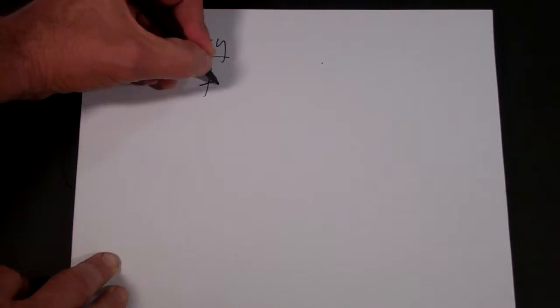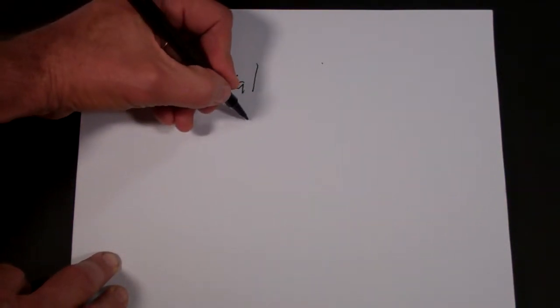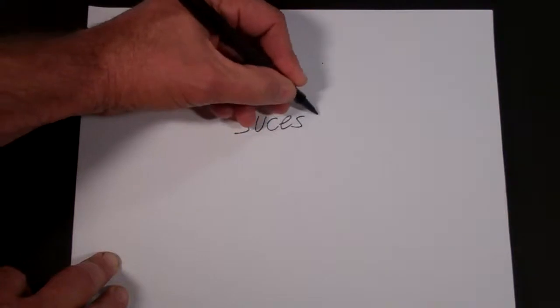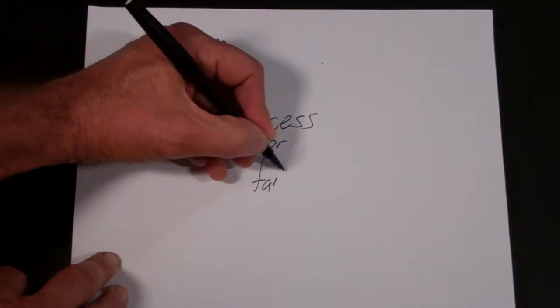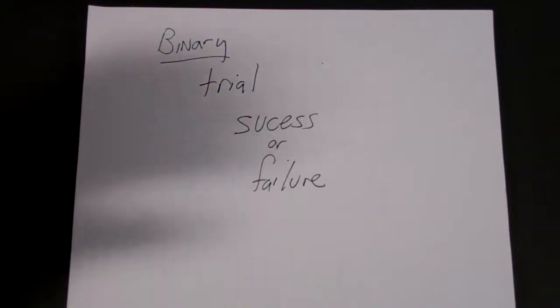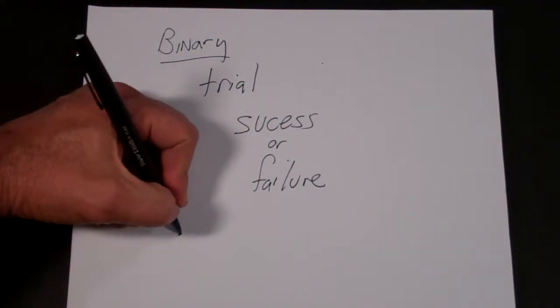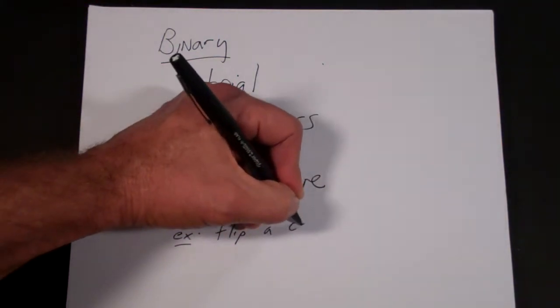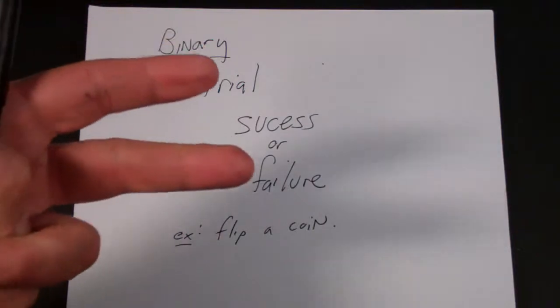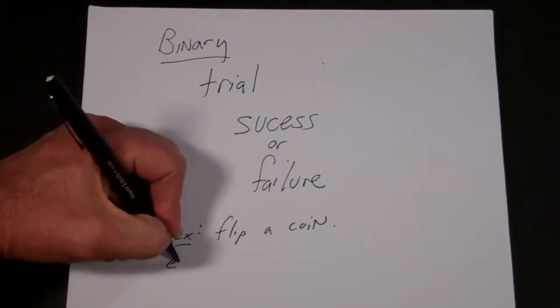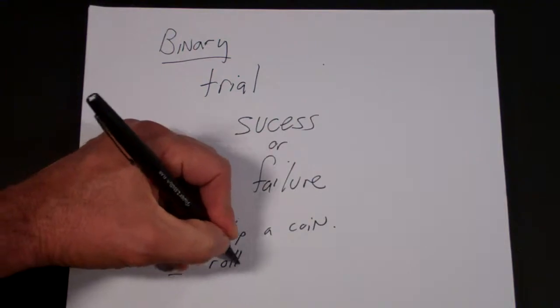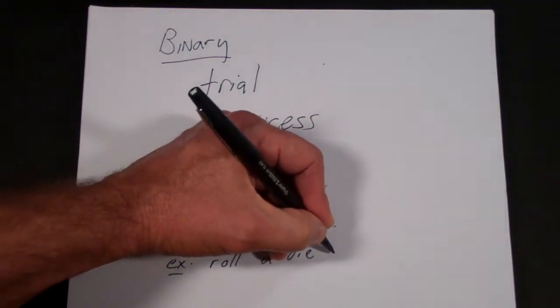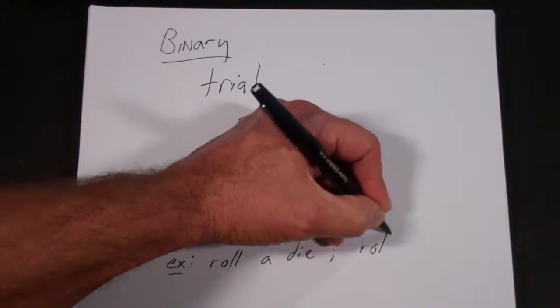So what do we mean by binary? What we mean by binary is that each trial can be defined as either a success or a failure, or a yes or a no if you wish. An example would be obviously flipping a coin, because a coin is either heads or tails, so that's a binary choice. Another example would be rolling a die, where we define a success as rolling a 6.